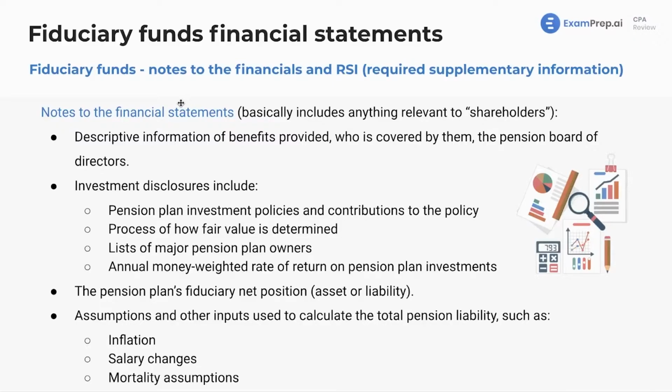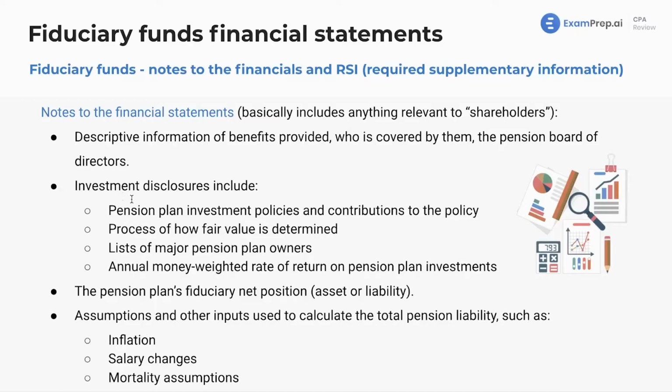Well, in the notes, similar to corporate accounting, you basically put anything relevant to shareholders or to the people whose money it is that you're holding in those fiduciary funds. So if it's a pension, we got descriptive information of benefits provided, meaning, all right, you'll be paid out for the rest of your life. Who's covered by them? How many people? And are these teachers? Are these utility workers? The pension board of directors, who's administering the pension?